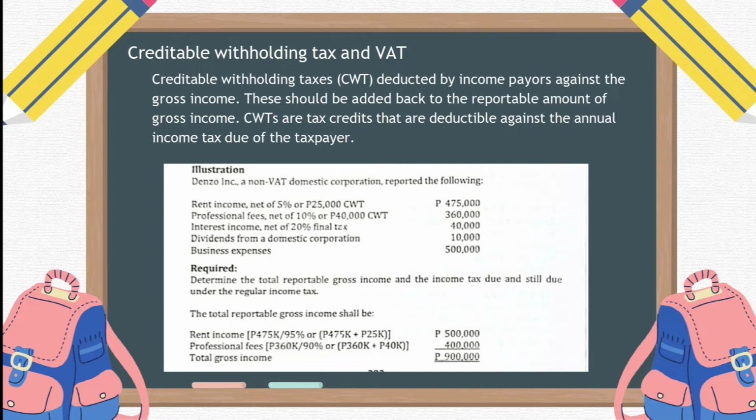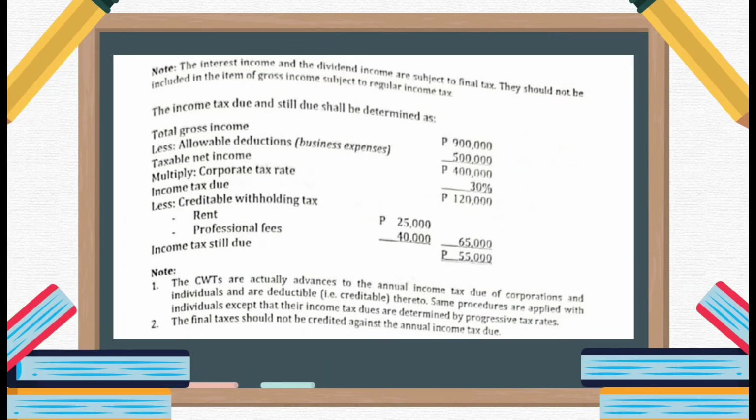The total reportable gross income shall be: rent income, 475,000 divided by 95%, or 475,000 plus 25,000, is equal to 500,000. Professional fees, 360,000 divided by 90%, or 360,000 plus 40,000, is equal to 400,000. Total gross income, 900,000. Note: the interest income and the dividend income are subject to final tax. They should not be included in the items of gross income subject to regular income tax.